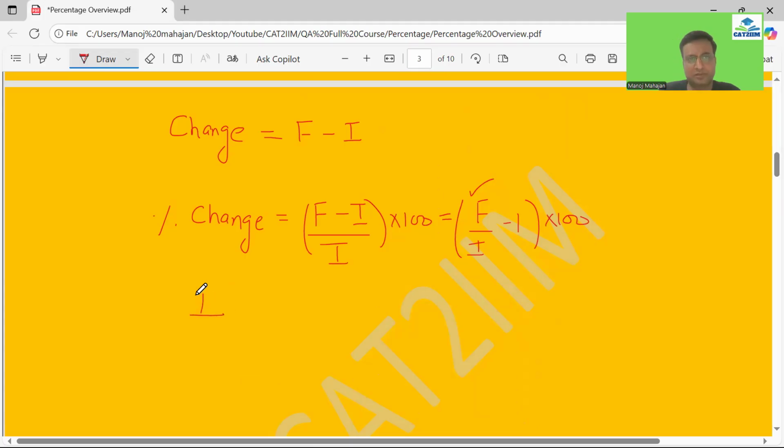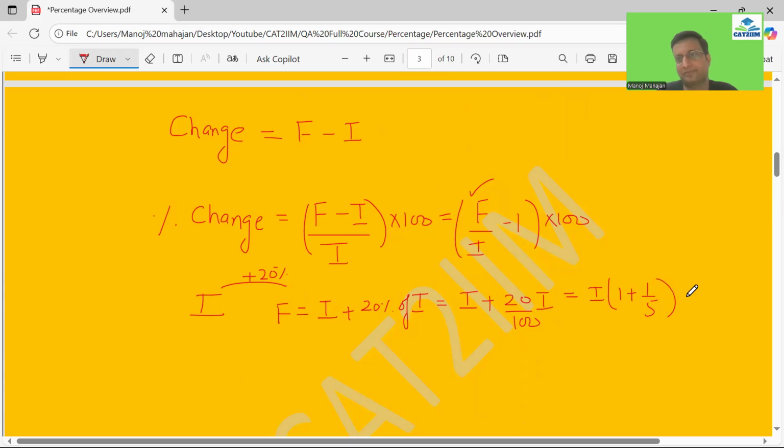Let's say you have an initial value I and there is an increase of 20% on it. My final value I can calculate as I plus 20% of I. Removing the percentage sign, I can write 20 upon 100 I. If I take I common and simplify 20 by 100, I get 1 by 5. Ultimately, I can write 6 by 5 I. This can also be written as 1.2 I. So 1.2 I or 6 upon 5 I actually mean the same.